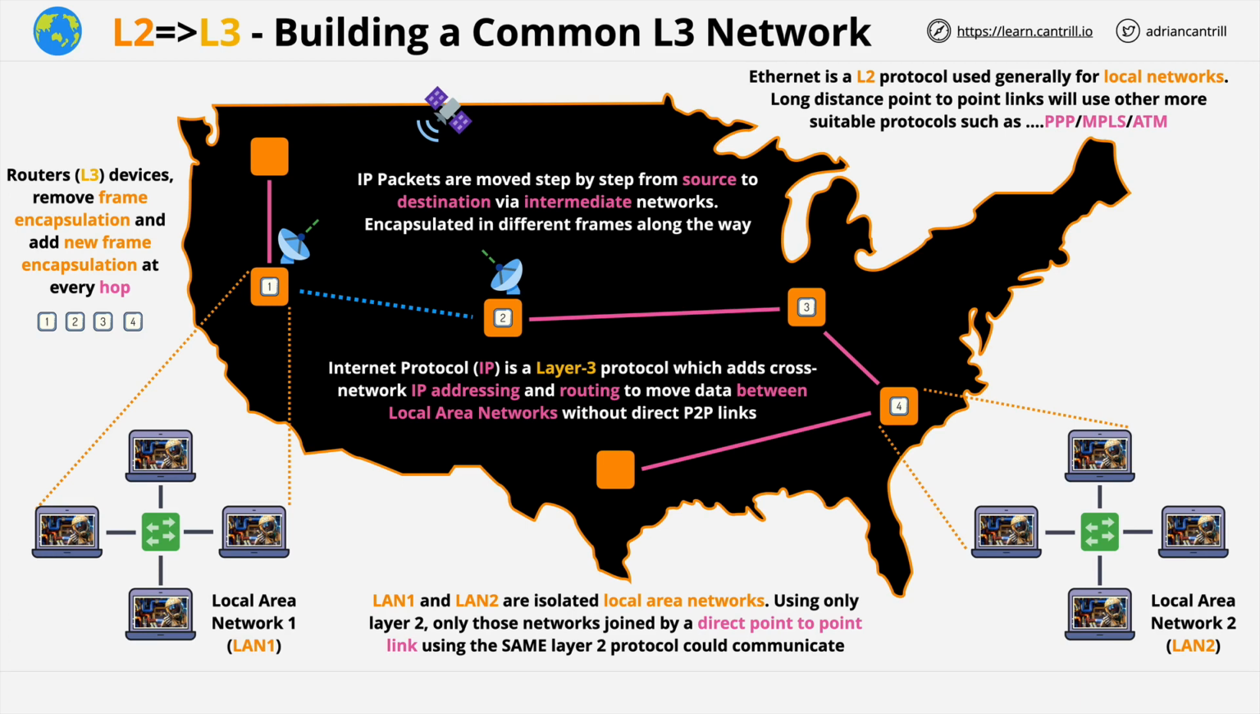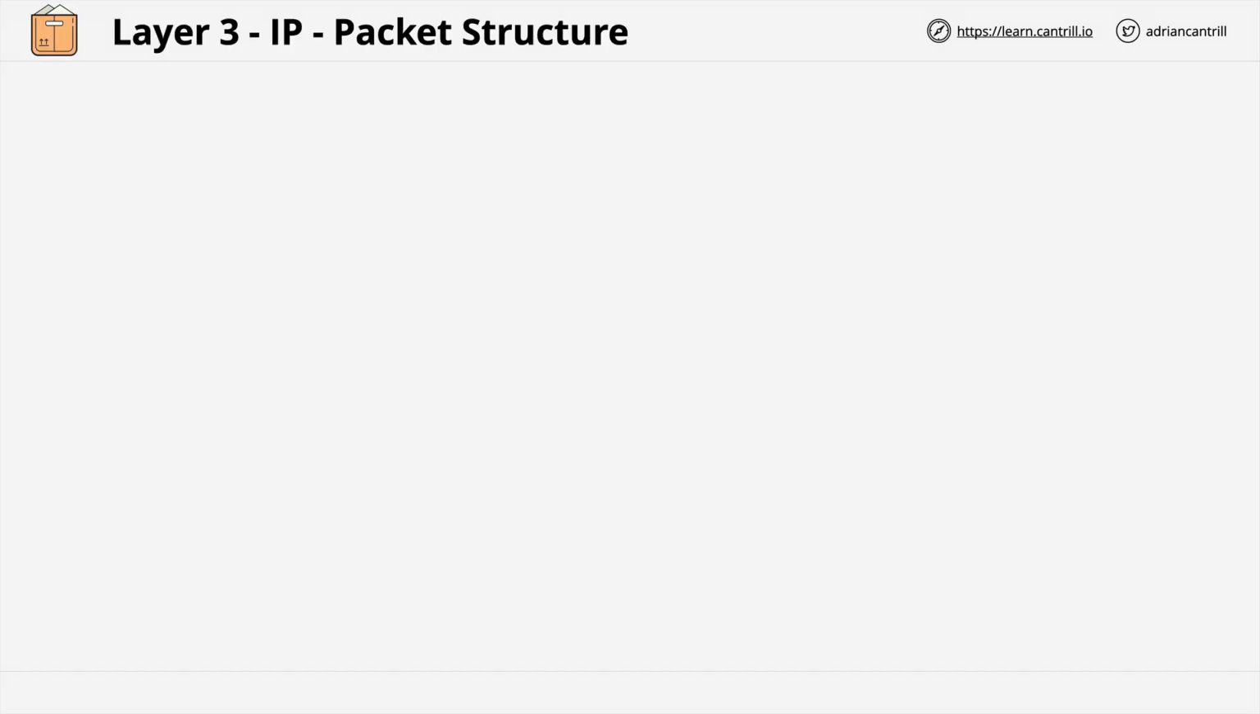Now, over the coming lesson, I want to explain the various important parts of how Layer 3 works, specifically IP, which is the Layer 3 protocol used on the internet. Now, I'm going to start with the structure of packets, which are the data unit used within the internet protocol, which is a Layer 3 protocol. So let's take a look at that next. Now, packets in many ways are similar to frames. It's the same basic concept.